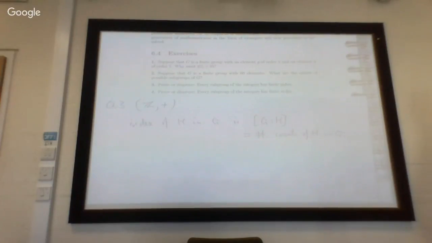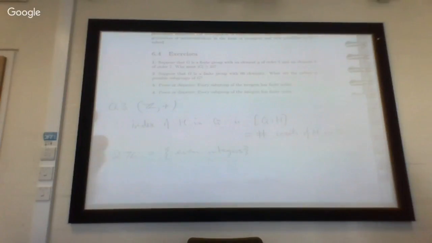So does every subgroup of the integers have finite index? One possible example around this, which I think he discusses in the book, is the subgroup of even integers, 2Z, which is the set of every even integer. This is a subgroup: it's closed under addition, it has the identity, 0 is even, and it has all the inverses, because the negative of an even number is still even.